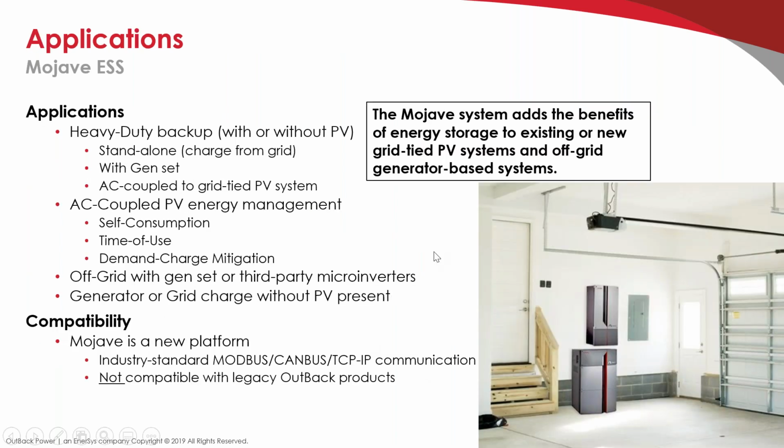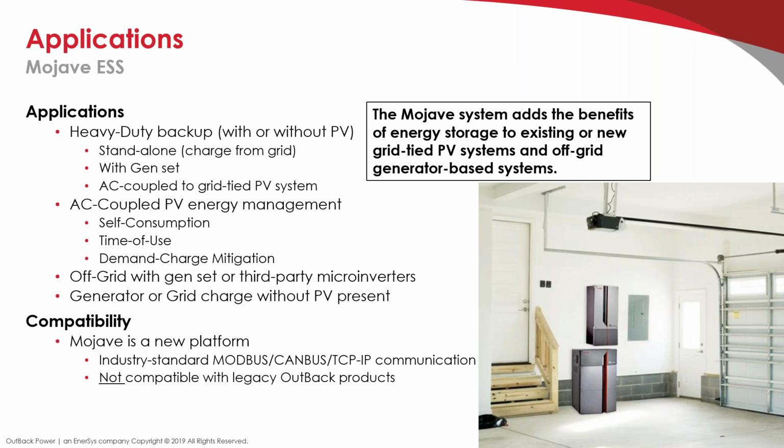So applications, we said this is really heavy duty backup, off grid. This is an OutBack product. It's designed for that kind of use. Obviously the generator integration, as we mentioned. And I think the most popular one is likely to be retrofitting to a system that already has a grid type PV system. This is an AC coupled unit. In most cases, you shouldn't even have to go on the roof.